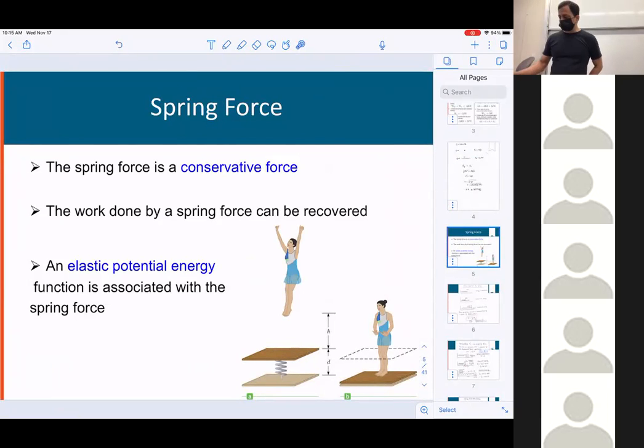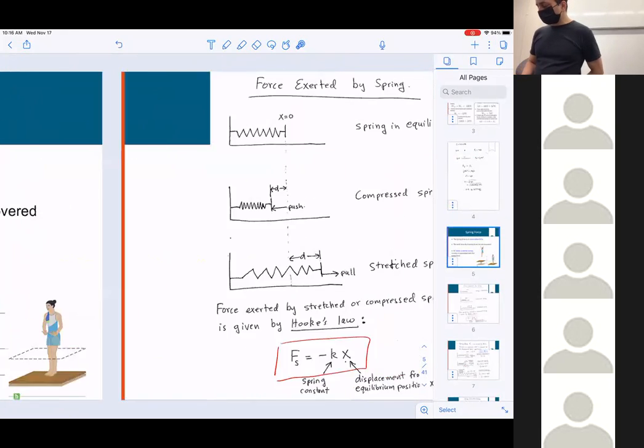In some sense, this thing where this gymnast is jumping onto the springboard, the first part of the problem is very similar. MGH is getting converted to 1/2 mv squared. But now when she lands on the springboard, that 1/2 mv squared is now getting stored into spring potential energy. And so that's what we will now talk about.